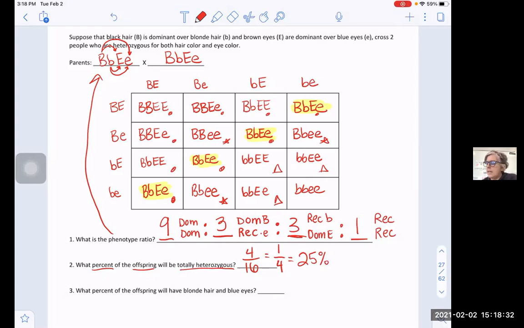And then the last question is asking what percent of the offspring would be blonde-haired and blue-eyed? And that's this individual down in the corner here. So there's only 1 out of 16. So yes, there is math and science. To find out the percent, you'd have to divide 1 divided by 16 times 100. You might need to get a calculator out to do this one. But a 1/16 comes to 6.25%.